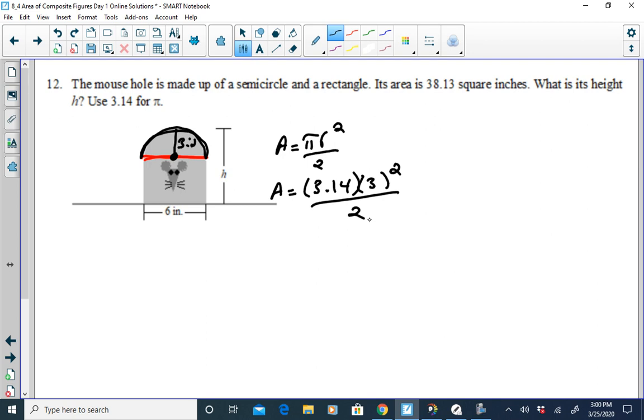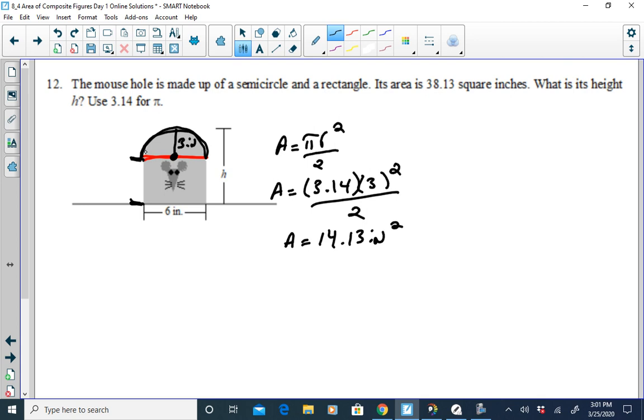So with your calculator, you're going to have to do 3 squared, which is 9, times the 3.14. Then we have to divide that by 2, and we get the area of the semicircular part of the mouse hole is going to be 14.13 square inches. Now, why is that important? Well, that's important because we're looking for h. We're looking for that height. Well, we know that this is 3, but then I need this distance from here to here. So how am I going to find that distance?